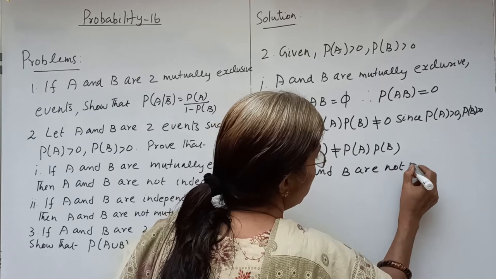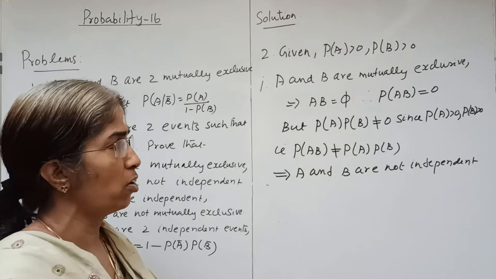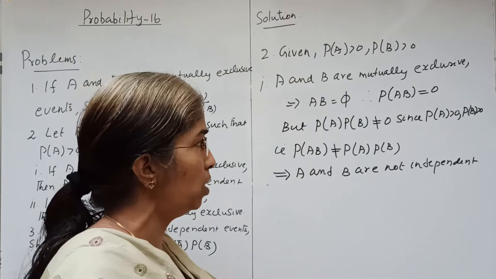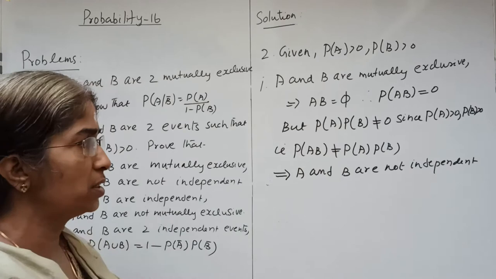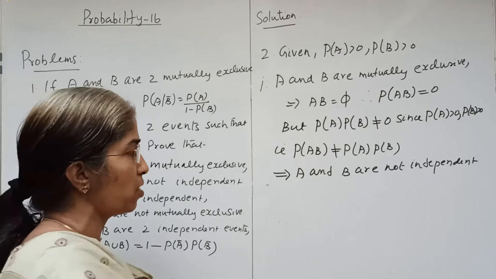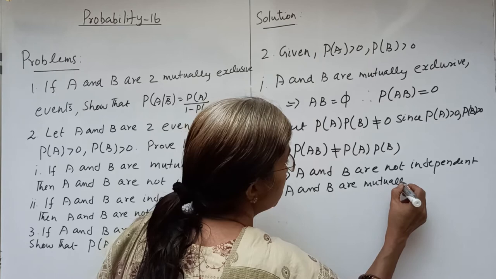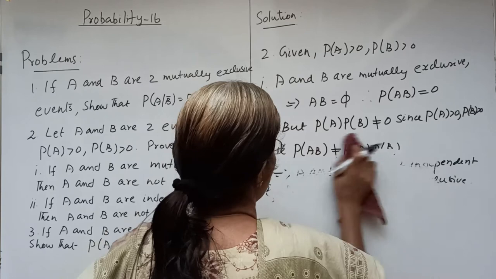In order to prove A and B are independent, it is enough to prove P of AB equals P of A into P of B. Given that A and B are mutually exclusive, A intersection B equals phi, therefore P of AB equals 0. But P of A into P of B is not equal to 0, as P of A and P of B are greater than 0. So P of AB is not equal to P of A into P of B, which implies A and B are not independent when they are mutually exclusive. Then the next part: A and B are independent, it is given. What do we have to prove?